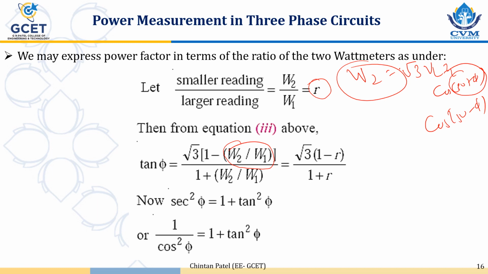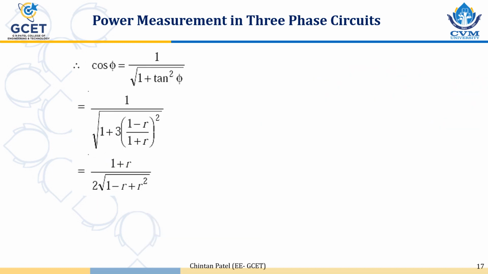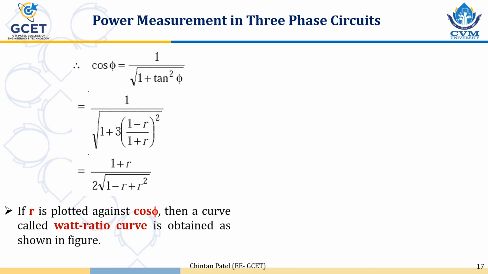So we can use this trigonometric identity and derive the equation for cos phi. So cos phi is equal to (1 plus R) divided by 2 times the square root of (1 minus R plus R square), where R is the ratio of the smaller reading of the wattmeter to the larger reading of the wattmeter.